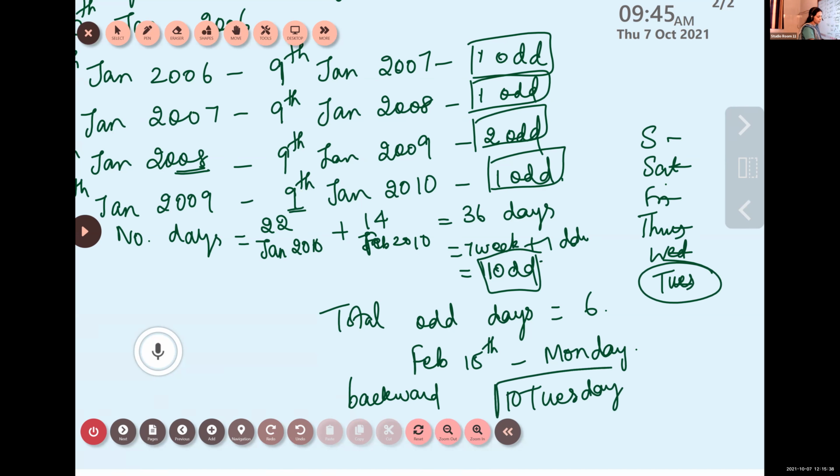Is the difference clear, children, why we count backwards? Because we are given the year 2010 and we are asked to find the day in the year 2006. So we are counting it backwards. We have to reduce it.